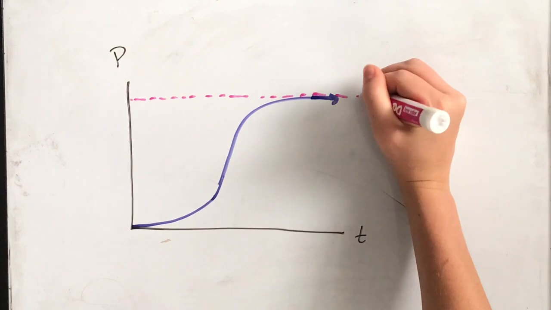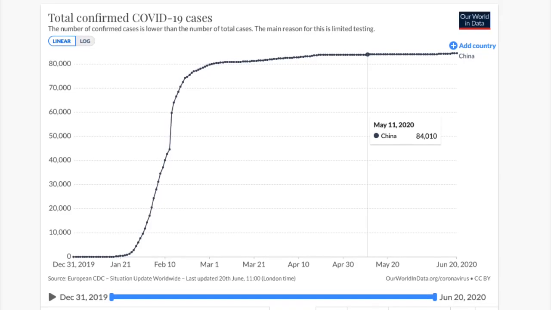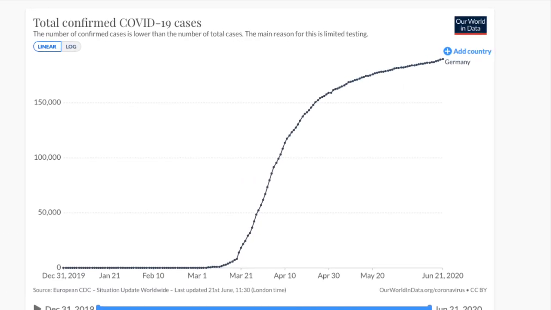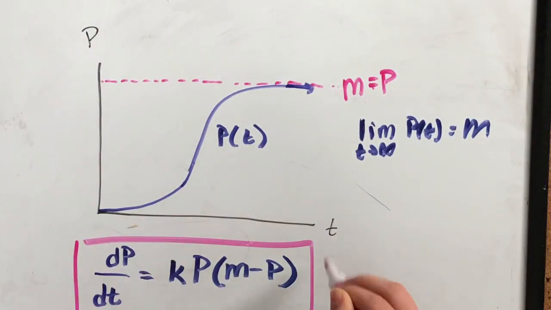Logistics growth is often characteristic of the population of a species, in which the carrying capacity is the highest population that an ecosystem can sustain. These graphs are great for modeling population of species, but they are also very important right now with the coronavirus. If you look at the graphs of countries like China, Italy, and Germany, where the coronavirus outbreak is pretty much under control, then you will see they follow the graph of a logistics equation almost perfectly.